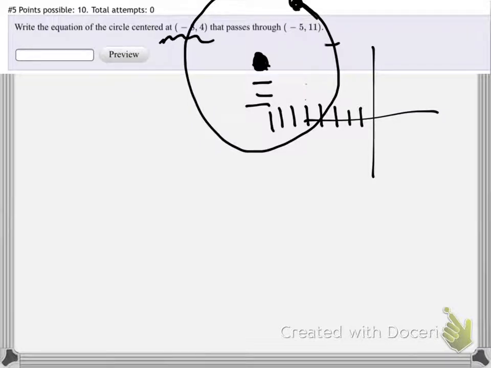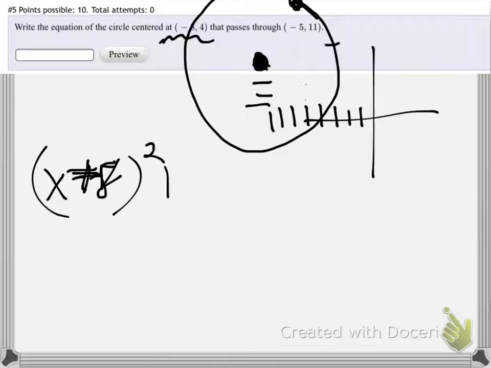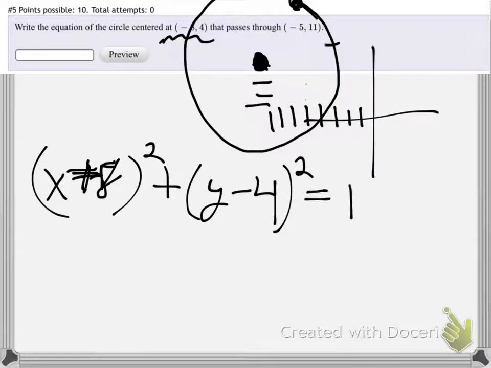Not drawn to scale. And then, we need to write an equation, so we'll need to know the center and the radius here. We already know the center, so most of this answer we already know. It'll end up being x minus -8, or x plus 8. So (x + 8)² + (y − 4)² = some radius squared. We just don't know how big the radius is.